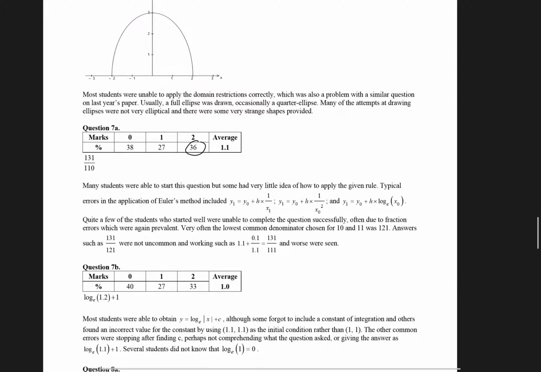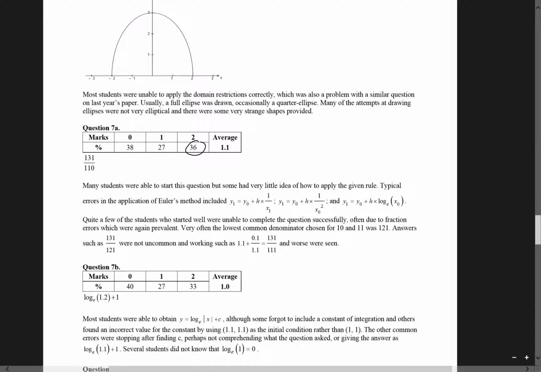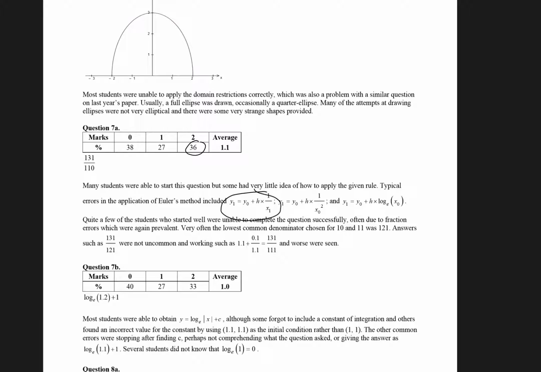Many students were able to start this question, but some had very little idea of how to apply the given rule. And that's because they look at the formula sheet and they don't know what they're doing. The formula sheet says let f of x equal to y dx. Isn't that confusing? You need to know what the formula means. If you try to rote learn formulas and things, then you're just wasting your time. Typical errors in the application of Euler's method included that y1 is equal to y0 plus h f dash x of 1. What's the problem with that? It's not x1, it's x0.